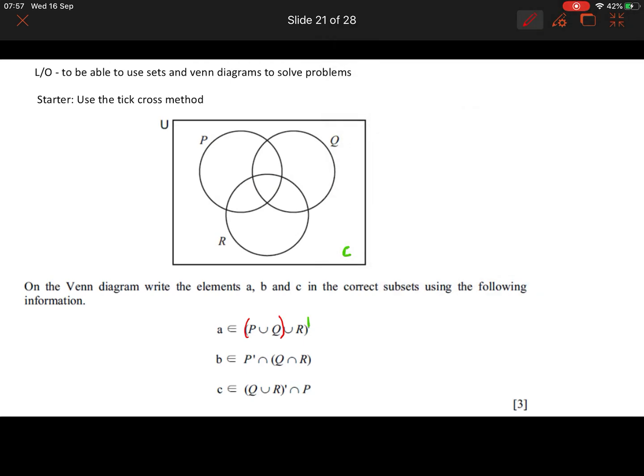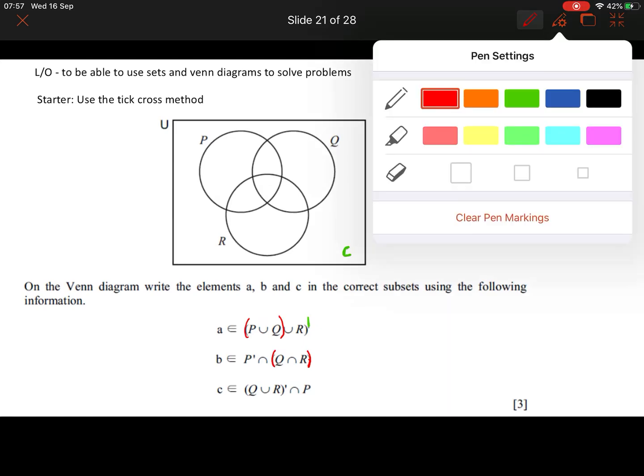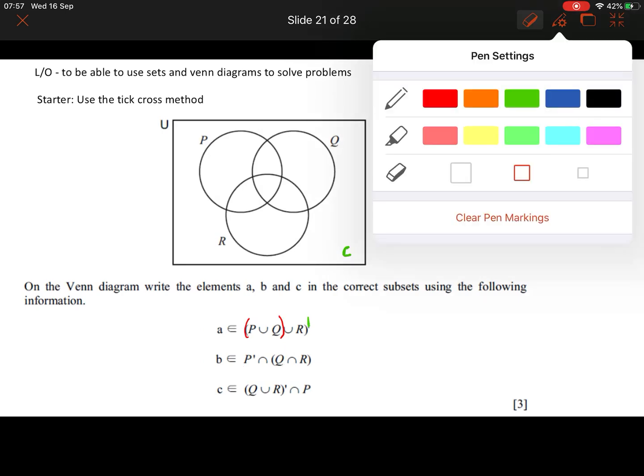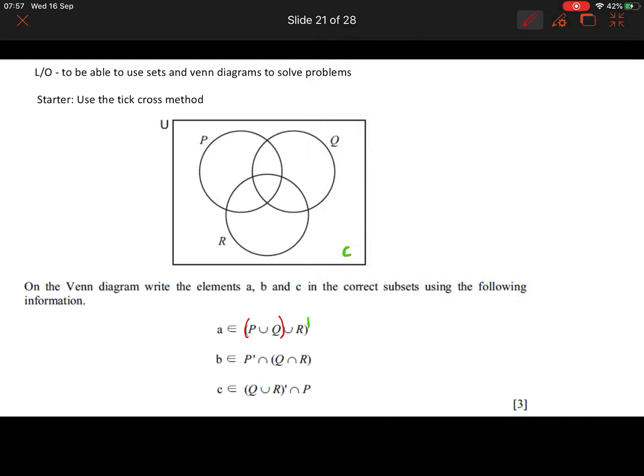Right, what about the next question? It says not P and Q and R. Now the brackets are important. It means we need to treat this first. What I cannot do is this first, because I'll get a different answer if I do that. I hope that's obvious, but just in case. So I'm going to do Q and R. Let's use the tick method for Q and R.